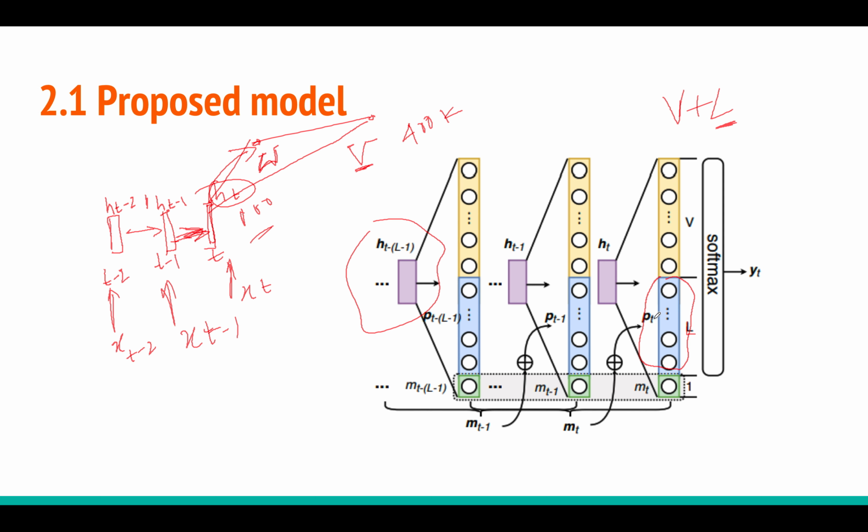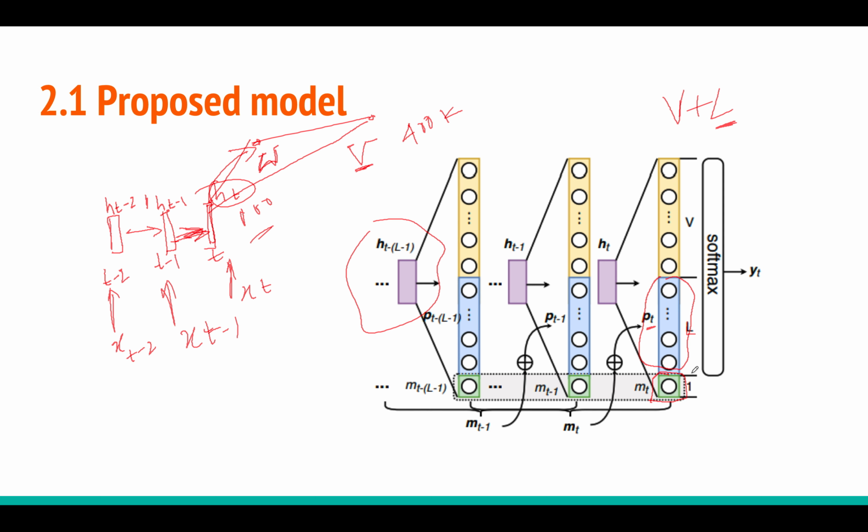Why they call it P is because it's a kind of pointer, because it is trying to look at the previous capital L number of words. So that's why it's called P, or pointer. That is the pointer vector, and there is also one more value called mt.